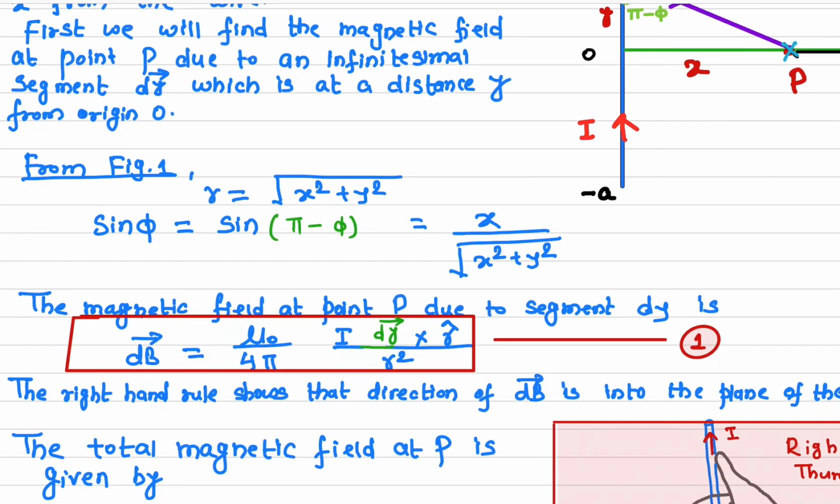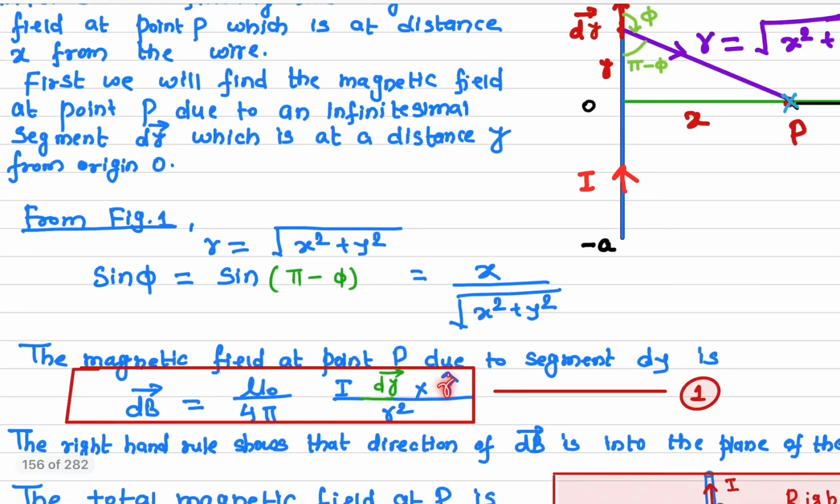And mu0 here is a constant that is called the permeability of free space. And dy is the tiny segment. The r unit vector is the unit vector which tells you the direction of r. This has a magnitude of 1.